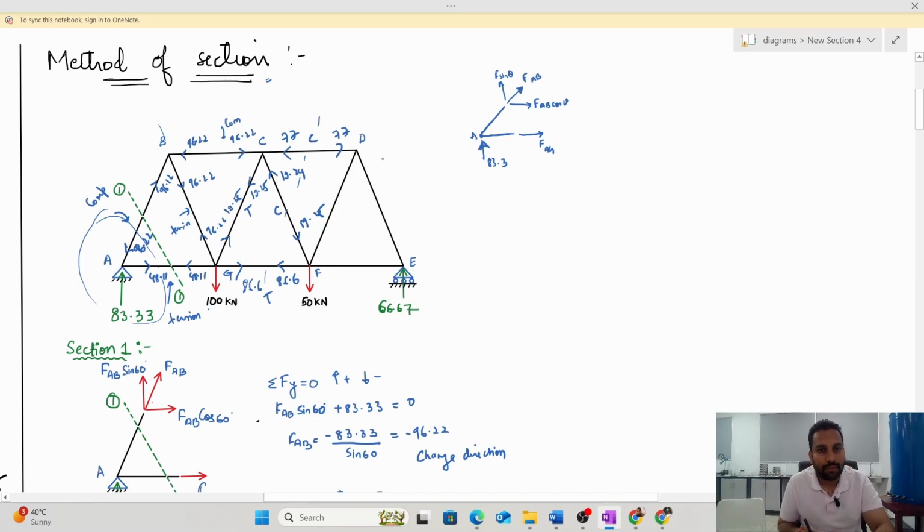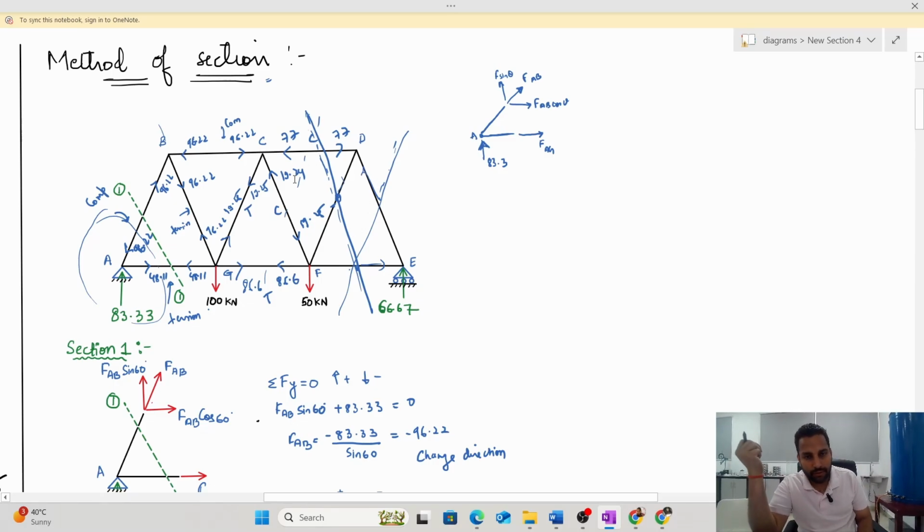Similarly, you can make one more section here, cut it like this, and solve it. You will get the force here, you will get the force here, and finally you can make a section here. So make all the sections, you can work on two more sections. Try this as a homework. Work on these two sections, solve for the force in these two sections, and then make a section like this. Then you can get this one. So you will get all the member forces, and then you can compare.